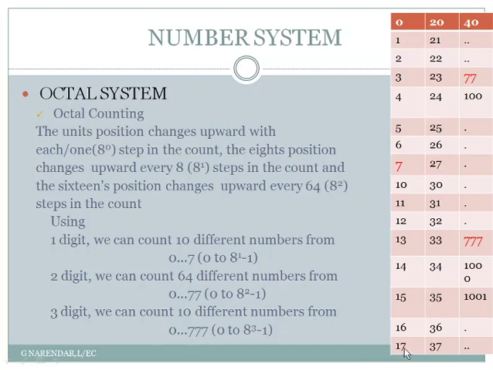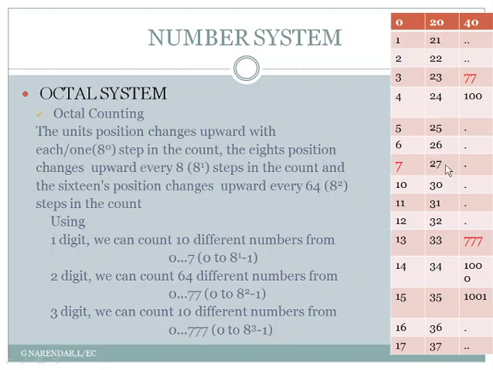Now the units position 7 is the maximum digit, so it has to be changed to 0, and in the 8's position 1 should be changed upwards. So when 1 changes upwards it becomes 2, so the count will be 20. So from here onwards the count increases: 21, 22, 23, 24, 25, 26, so up to 27.